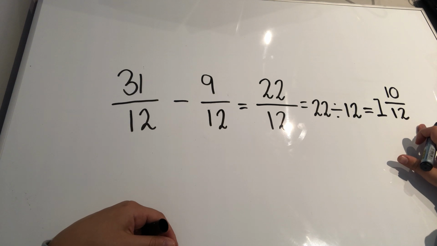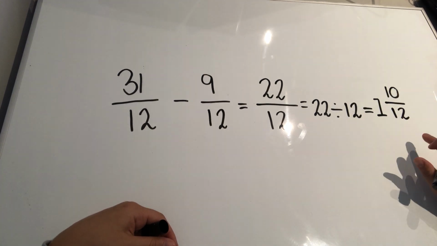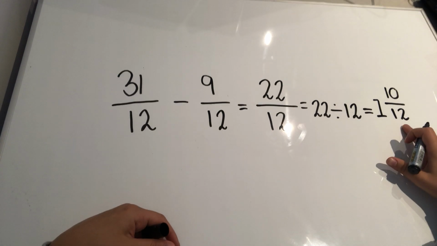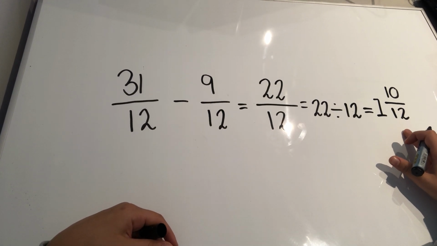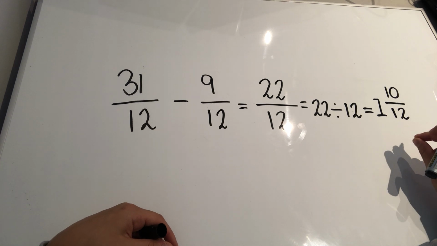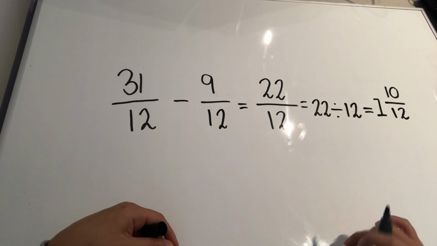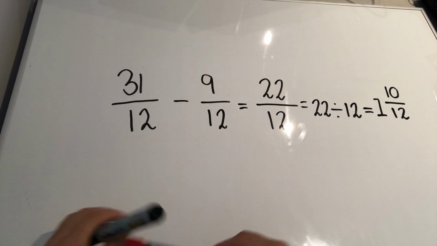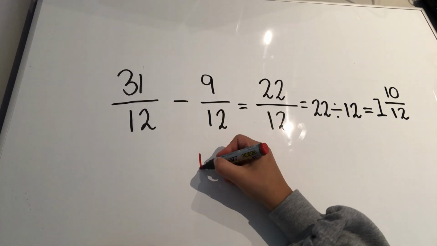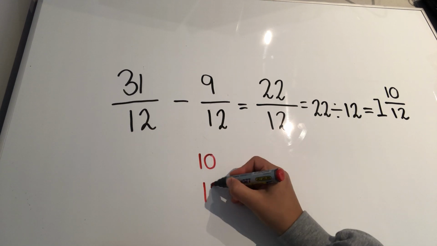You can see here that we need to think, can we simplify this fraction even further? So we need to think, is there a common factor of 10 and 12? And we need to try and find the highest common factor. So what I'm going to do is write the factors of 10 and 12 so we can see.